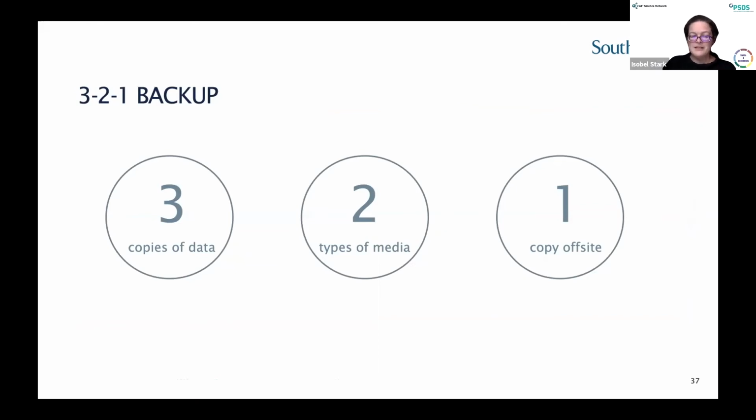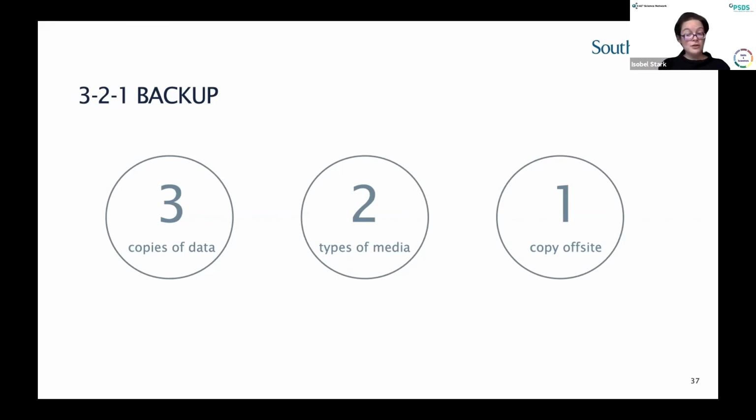So standard rule that's quoted all the time is 3-2-1 backup. So have 3 copies of the data, preferably on 2 types of media and 1 copy off-site. If you use whatever storage system that your institution offers, you can almost guarantee that they will have that sorted for you.